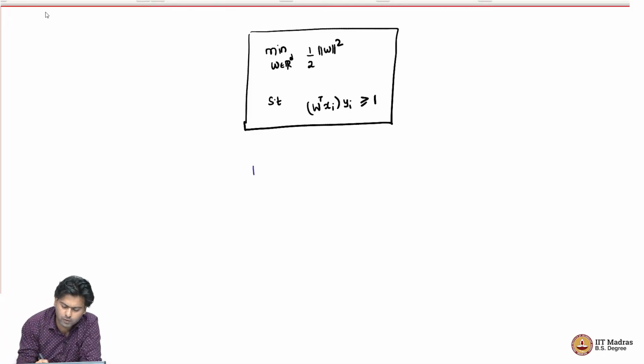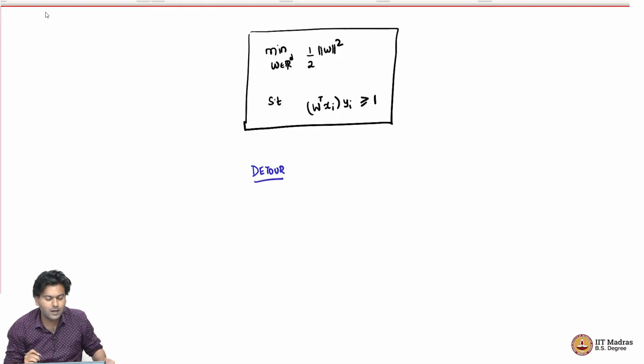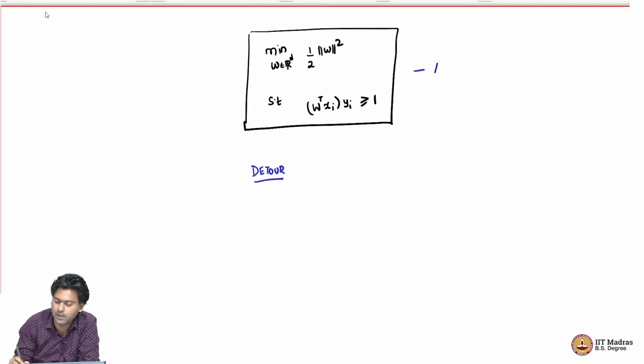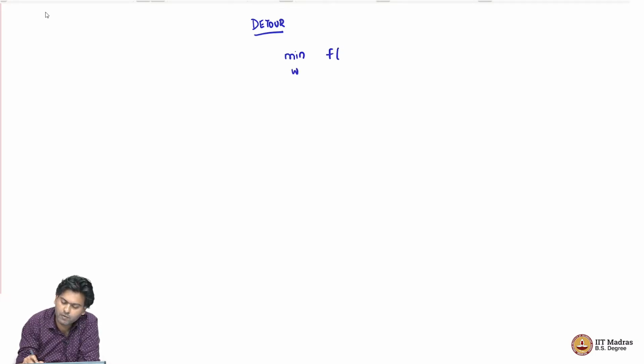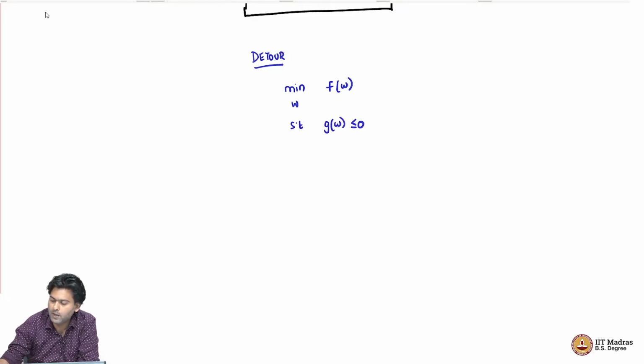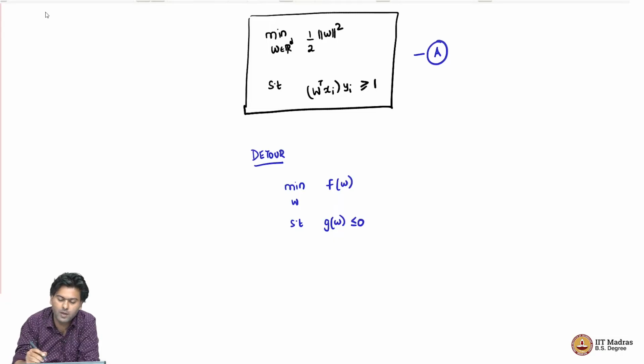So for this, we are going to do a small detour to understand this concept in more generality, and then we will talk about specifically how it applies to this problem. Right? So let's call this problem A for the moment. We'll come back to this problem in a minute. For now, what we are going to look at is, you want to minimize some function f of w such that g of w is less than or equal to 0. Note that the problem that we have is of this form.